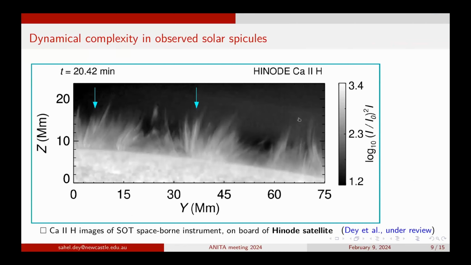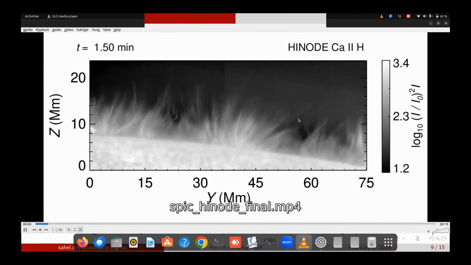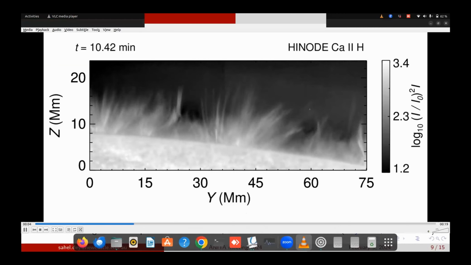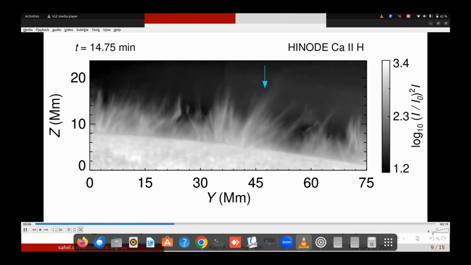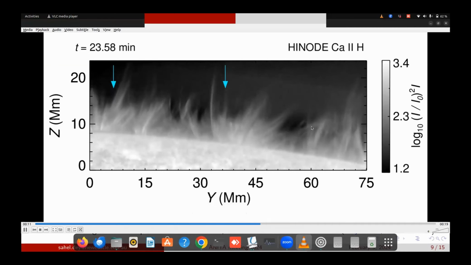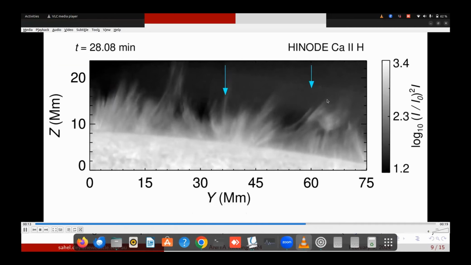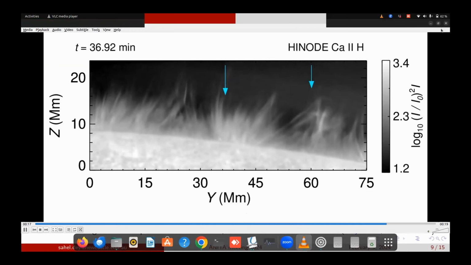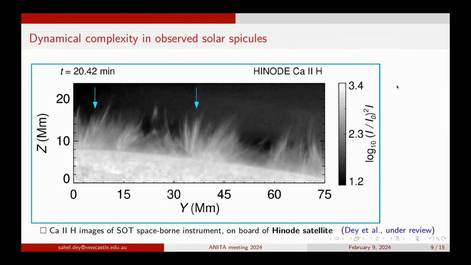This is one observation from the Hinode satellite, where these are the jets, and this arrow shows you where these jets are going through a bulk rotational motion. Probably here, and here it will be a larger one. You see this one is going through a spinning motion. We are trying to understand what is going on here. For this, we need 3D simulations.